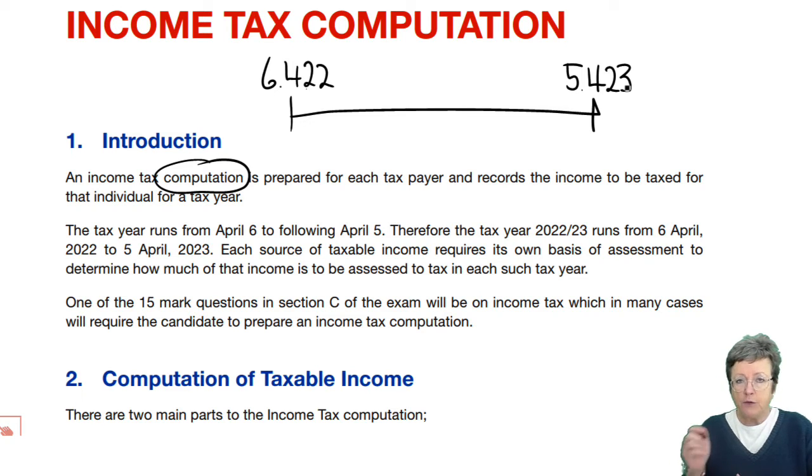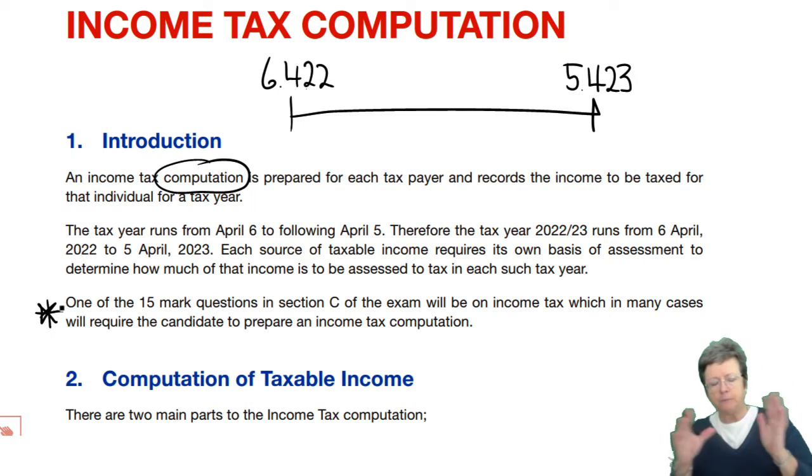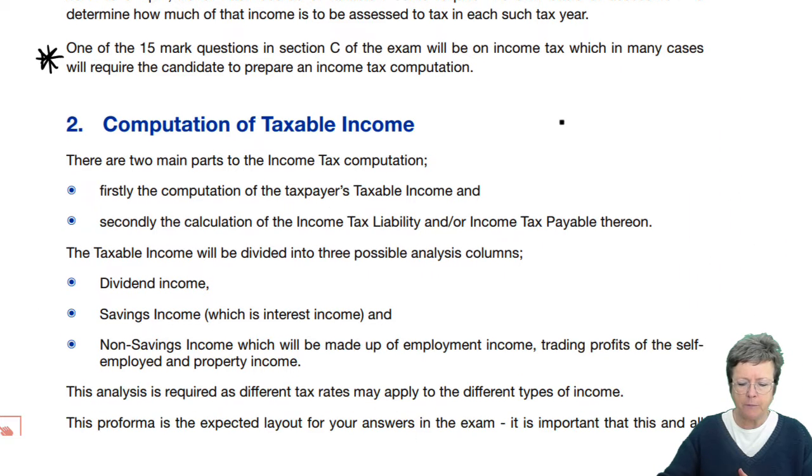I mentioned in the introduction, which you should have watched hopefully before, that a section C exam question will be for 15 marks and could well include one of these computations that we're going to look at today. This is a long chapter, so stick with it. There are lots of examples to go through, but by the end of the chapter you should have confidence in your abilities to perform what you need to do. So, two main parts of it.